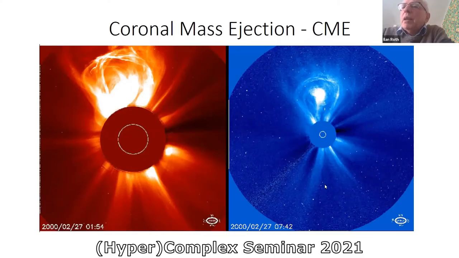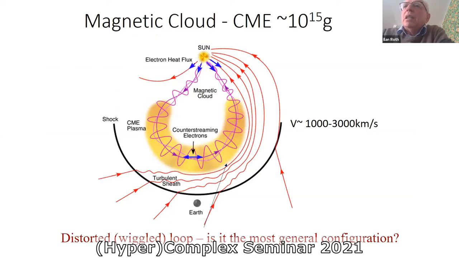And here, just for the audience who have never seen it: a coronal mass ejection is a micro supernova, which is observed from the Sun quite infrequently, but sometimes every few days. This is a huge amount of matter, here about 10 to the 15 grams, which moves with up to 3,000 kilometers per second and fills the whole heliosphere. And then my question, with the previous topics, is: what is the structure of the field?